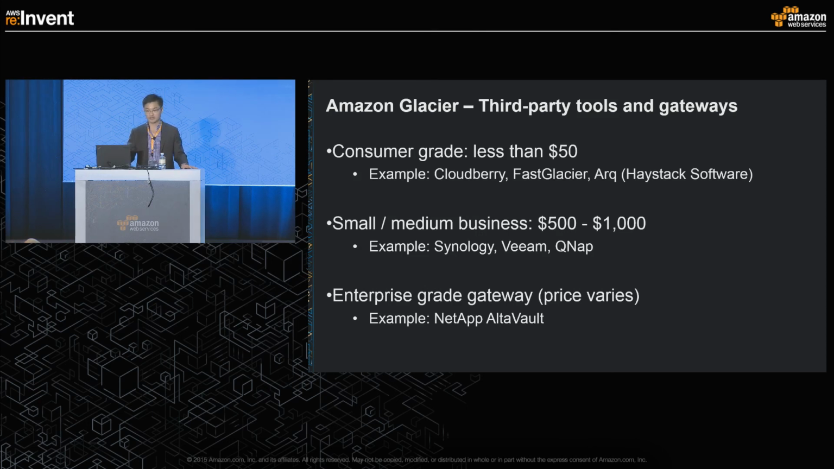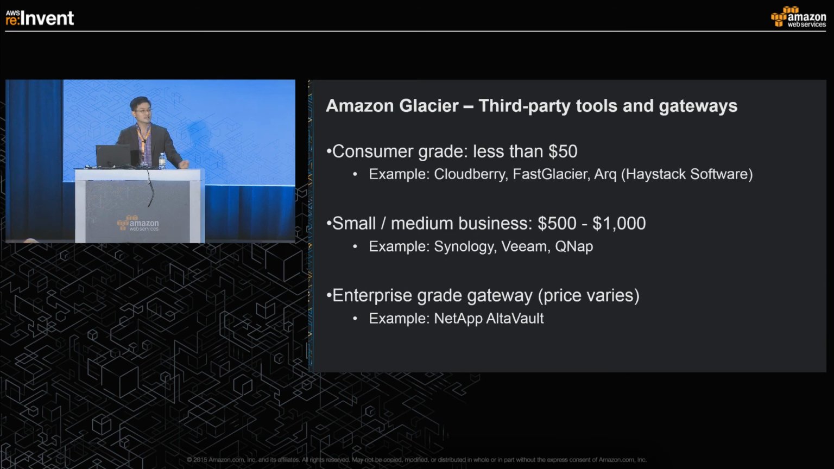The tool starts at less than $50, and it's also available on multiple platforms. There's Cloudberry Fast Glacier on Windows. There's Arc from Haystack Software on Mac OS, and there are also a bunch of Linux tools. So lots of easy ways to get started. What these tools give you is a graphical interface that looks like you're just using Glacier as if it's a folder. Super simple and easy to get started.